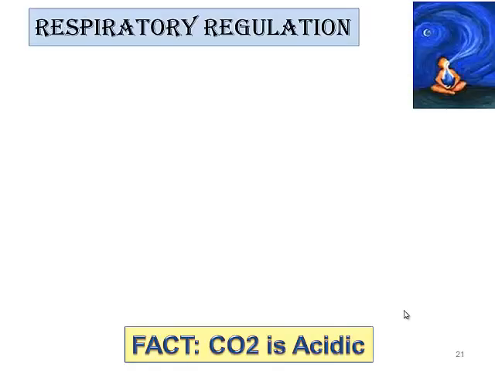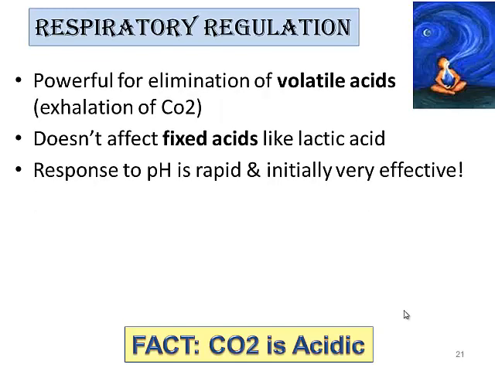Do you remember what I said about the respiratory system regulating carbonic acid in the body by eliminating or retaining carbon dioxide? Okay, let's elaborate on this type of pH regulation. It is powerful for eliminating volatile acids. This is the exhalation of carbon dioxide. It only works with volatile acids, not with fixed acids like lactic acid. This respiratory response is rapid, within minutes, and initially very effective.